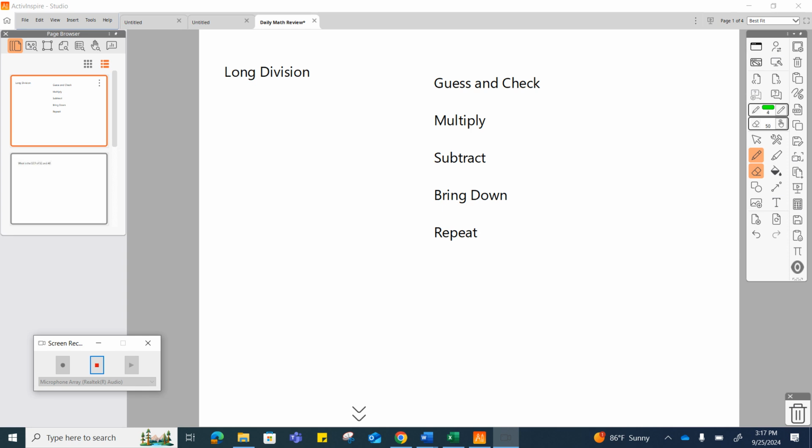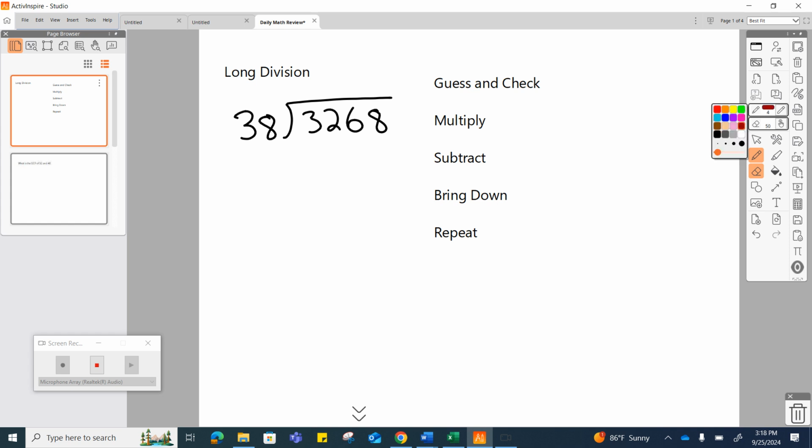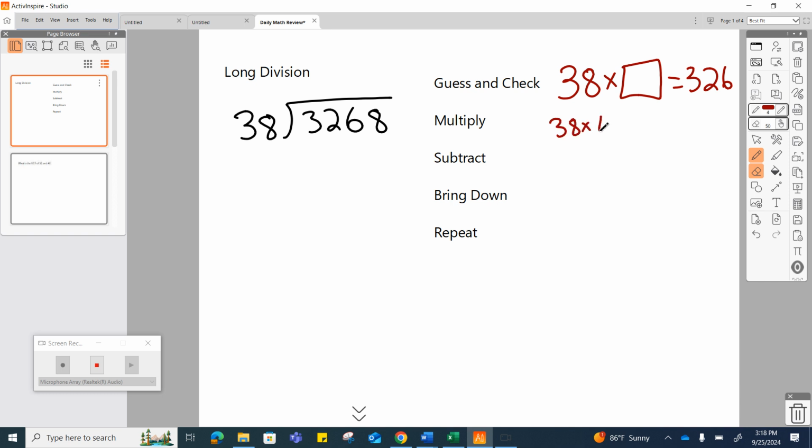So our problem for today is 38 divided into 3,268. So 3,268 divided by 38. The first thing I need to do is guess and check. I need to guess 38 times some number is going to equal 326. And I happen to realize that 38 times 10, I could just add 0, would be 380.